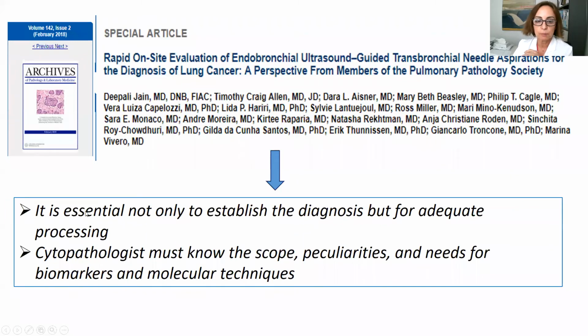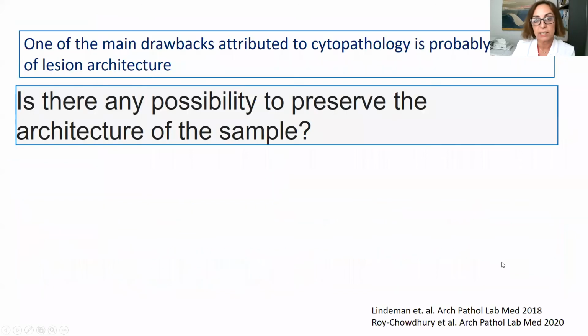And the conclusion of this paper is that ROSE is essential not only to establish the diagnosis, but for adequate processing of the samples. And another important conclusion is that cytopathologists must know the scope, the peculiarities and needs for biomarkers and for molecular techniques. But when we talk about cytology, some criticism that came to us is that we lack the architecture of the lesion. So the question is, is there any possibility to preserve the architecture of the sample during fine needle aspiration?